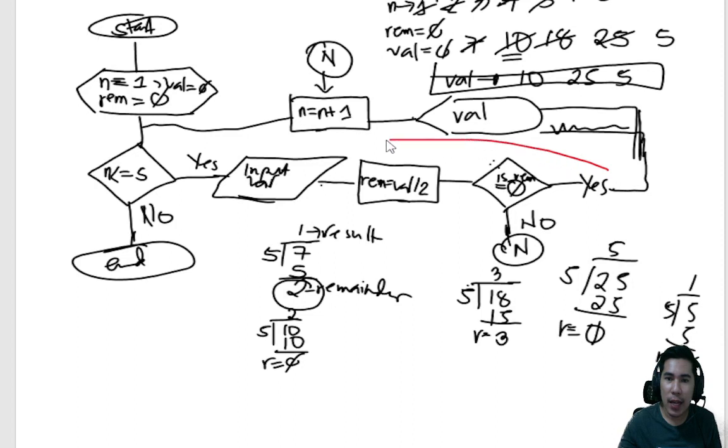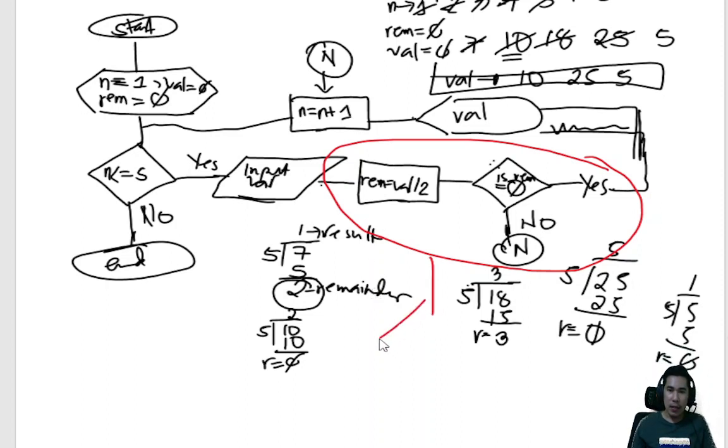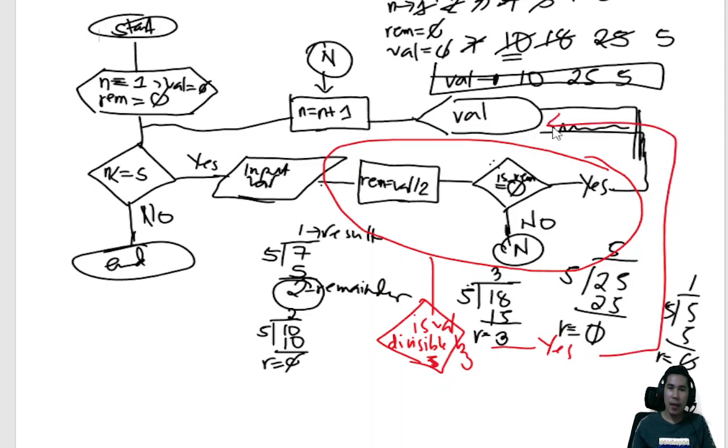Instead of the remainder, something like that, you can actually replace this with something like: is val divisible by 5? If yes, then it displays the value. If no, then it does whatever it did before.